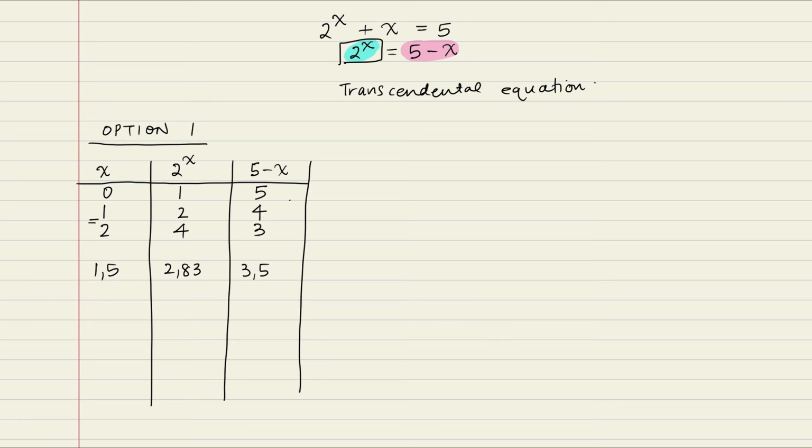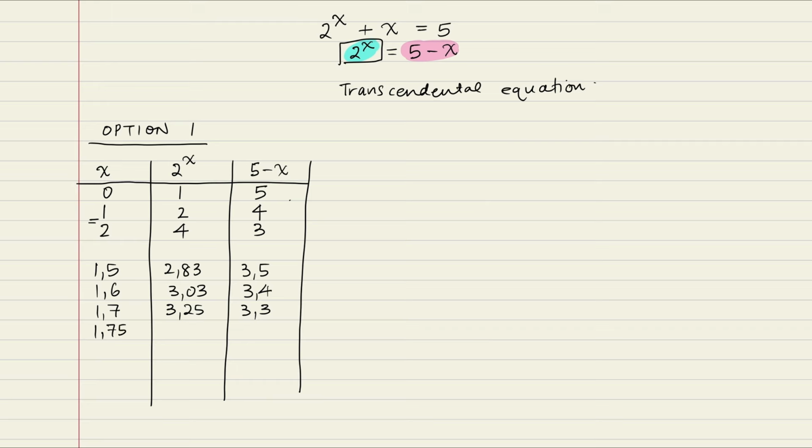Let's try 1.6. If I try 1.6, 2 raised to the power of x is going to equal 3.03, and 5 minus x is going to equal 3.4. So we are getting closer. Now let's try 1.7. 1.7 will give me 3.25 and 3.3. So nearly there. Now let's try 1.75.